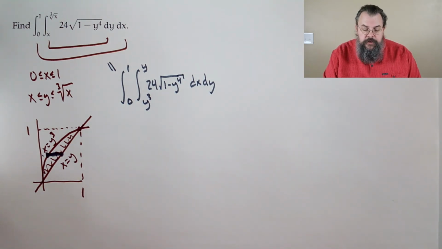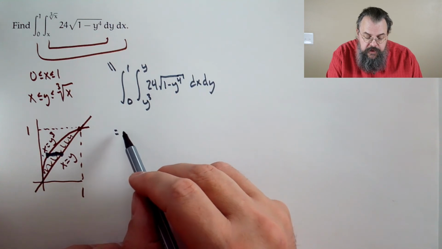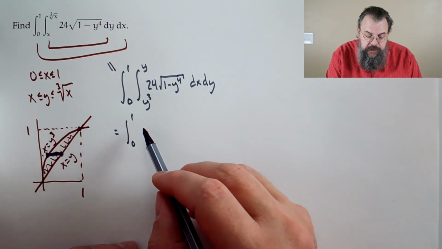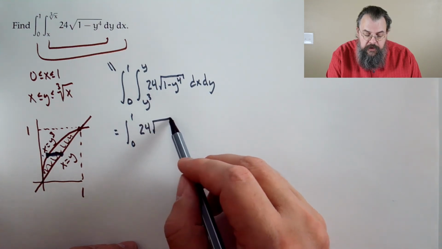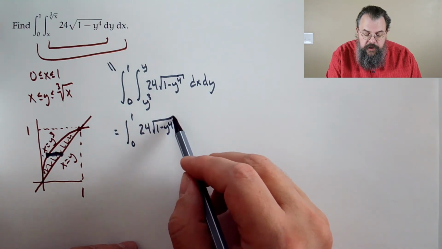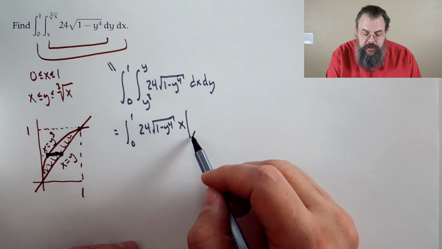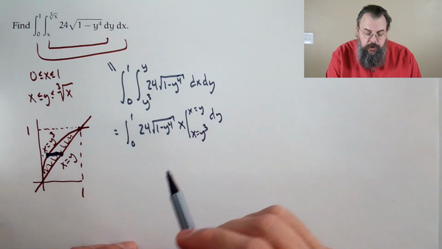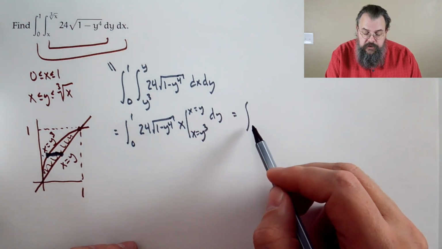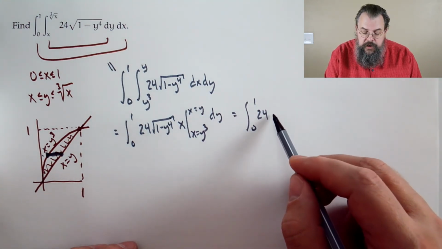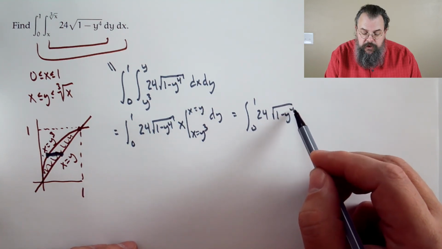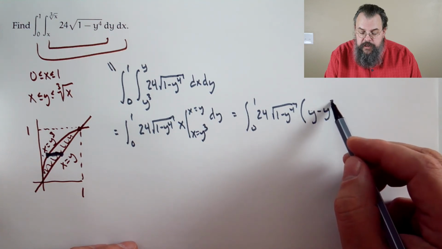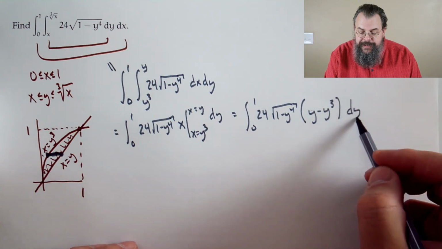Great. Wonderful. So this is the integral 0 to 1. And, well, we can integrate that because there's no x. Square root 1 minus y to the fourth times x, evaluated from x equals y cubed to x equals y, dy, which is the integral 0 to 1, 24 square root 1 minus y to the fourth times y minus y cubed.